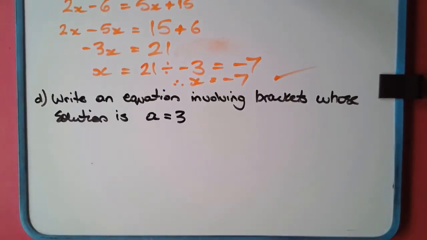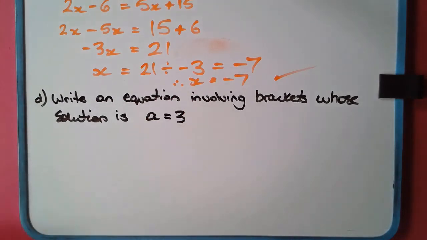Finally, part D. We've got to write an equation involving brackets whose solution is a equals 3. This time we'll give you the answer. Now you have to come up with the question. One of the questions that you'll be looking at, you'll be asked to come up with your own equations, and there's lots of different answers. There's not just one answer that works.